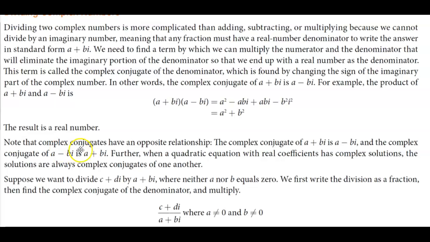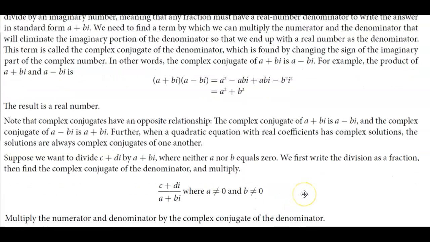Note that complex conjugates have an opposite relationship. The complex conjugate of a plus bi is a minus bi, and the complex conjugate of a minus bi is a plus bi. Further, when a quadratic equation with real coefficients has complex solutions, the solutions are always complex conjugates of one another. Suppose we want to divide c plus di by a plus bi, where neither a nor b equals 0.